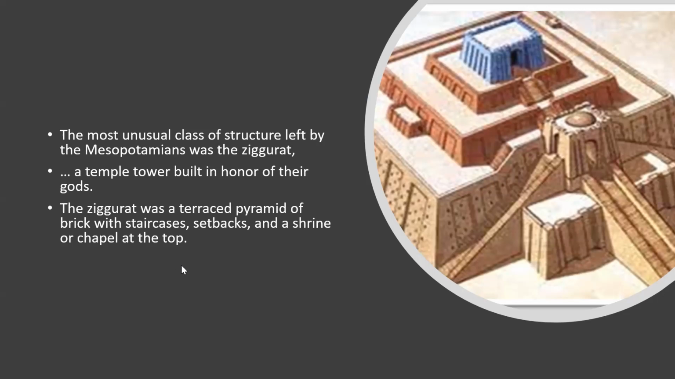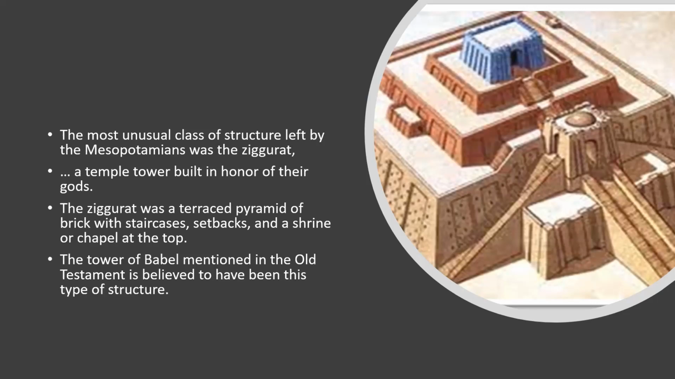The ziggurat was a terraced pyramid of brick with staircases. This one is the staircases, and then setbacks like this one. It is like teras, lalu ada kemunduran sedikit, itu namanya setbacks. And then a shrine or chapel at the top. So you have here a shrine or chapel at the top, tempat pemujaan.